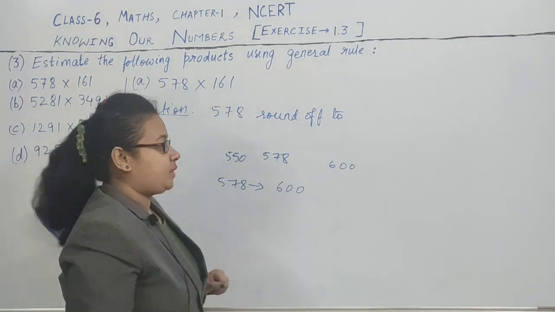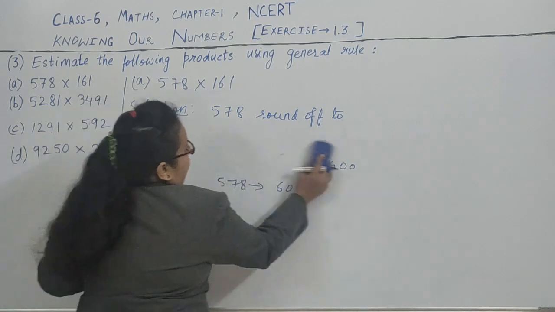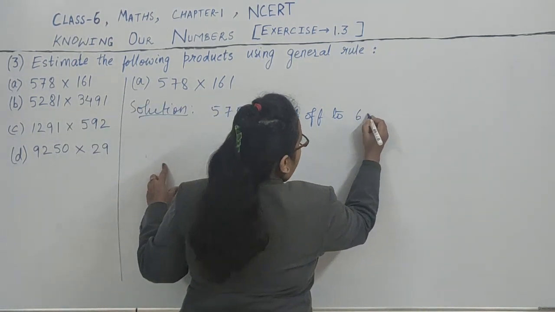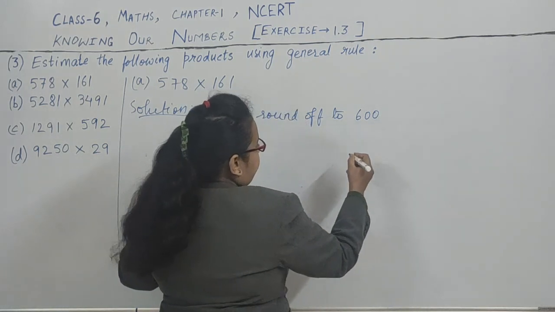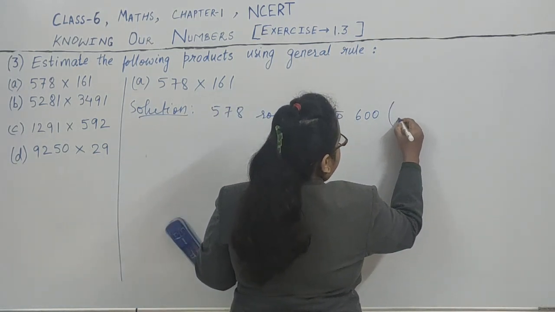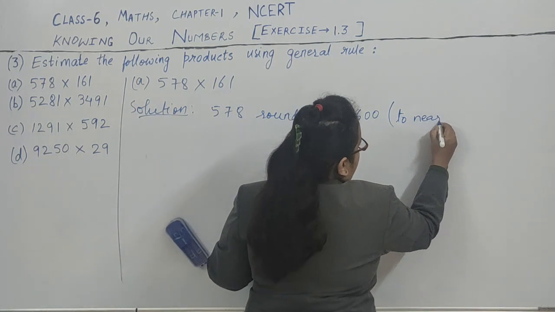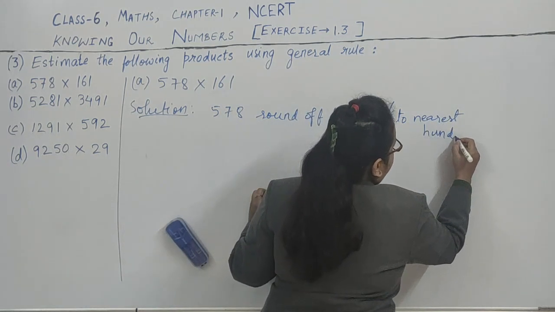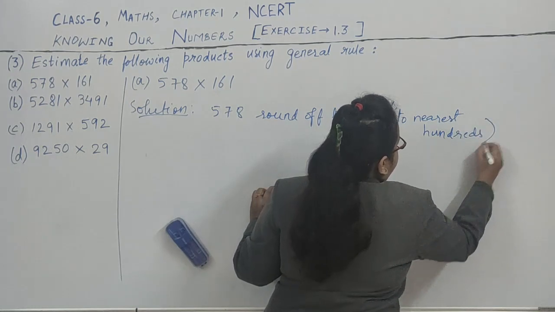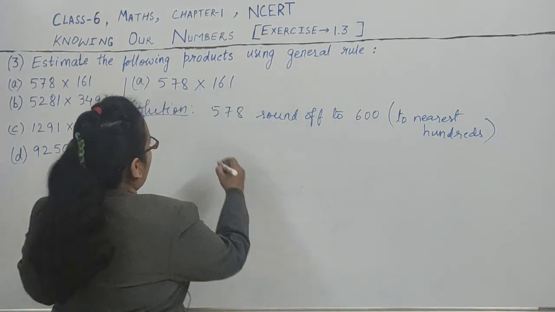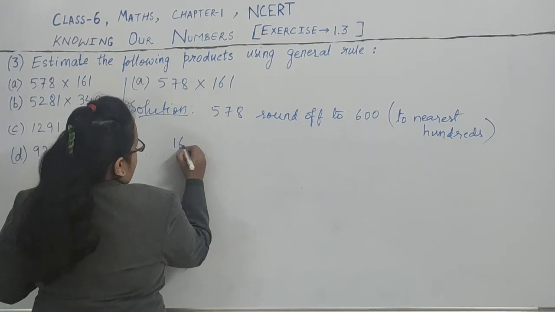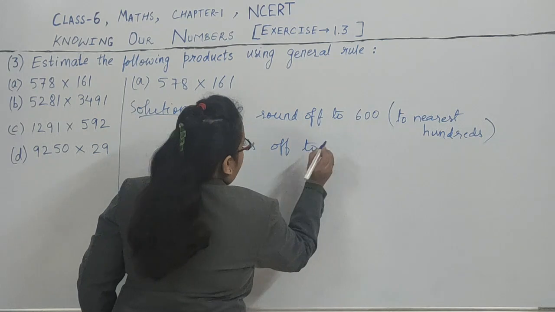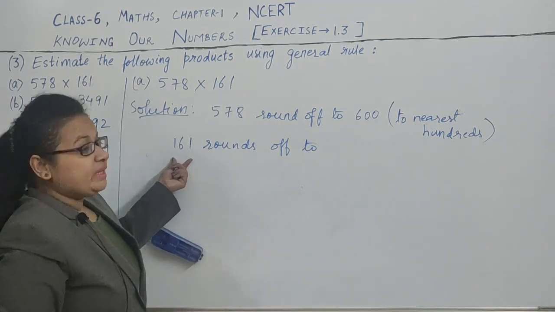Okay, so 578 rounds off to 600 nearest hundreds. What we did, we rounded off to nearest hundreds. Okay, now 161 rounds off to, see, it is nearer to which hundreds?